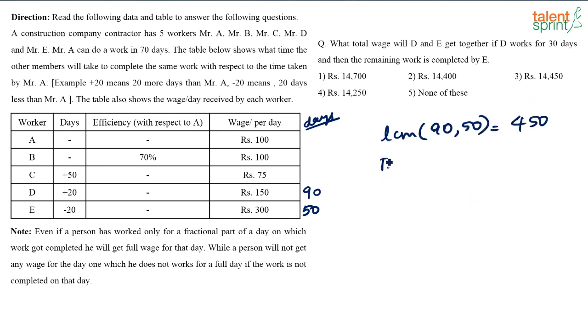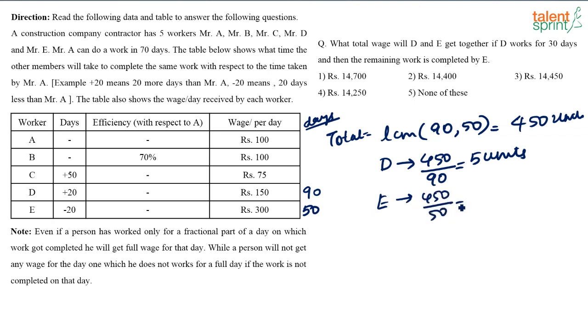Right, or I can say that D in one day, how many units of work will D do? 450 by 90 or 5 units of work. That is, if the total units of work I take it as 450, D in one day will finish 5 units of work. E in one day, how many units of work will he do? 9 units of work he will do.